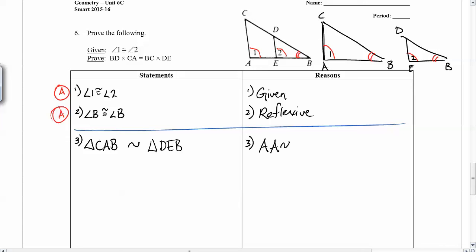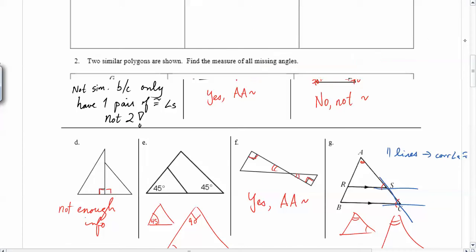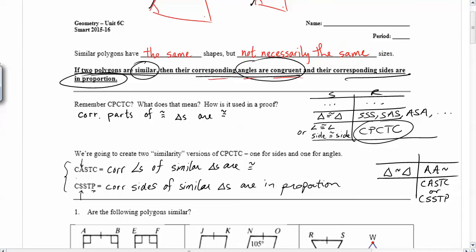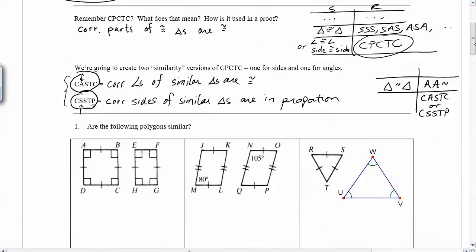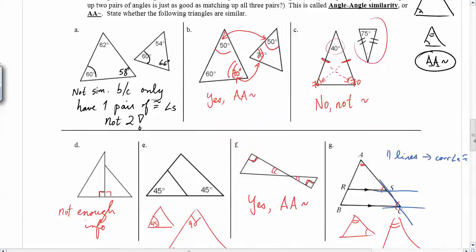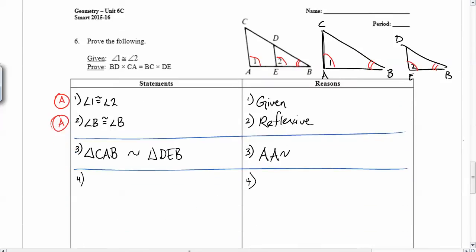Eventually we'll learn some other ones. Okay, so that's the second part of the proof. We matched up some angles, then we got AA similarity. So the part that comes after that is the CPCTC equivalent, right? It's either going to be way up here. It's either going to be corresponding sides are in proportion or corresponding angles are congruent. So let's come back down here and take a look at what we have, right?